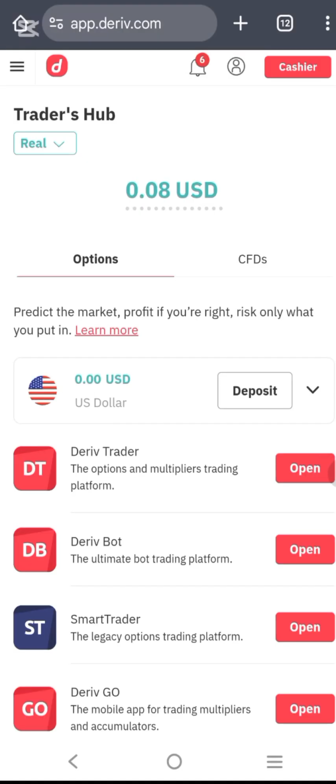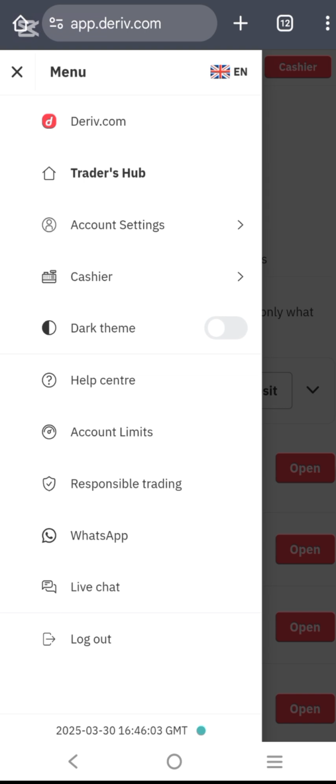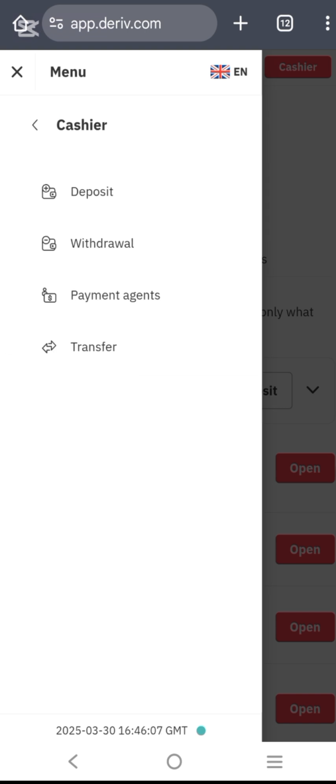Over the years, since I started Forex trading, funding and withdrawing from an account has always been a problem. Sometimes contacting payment agents is not really that easy. Sometimes it's risky. I've had a case where a payment agent refused to fund or refused to pay me, so it's always been a problem.